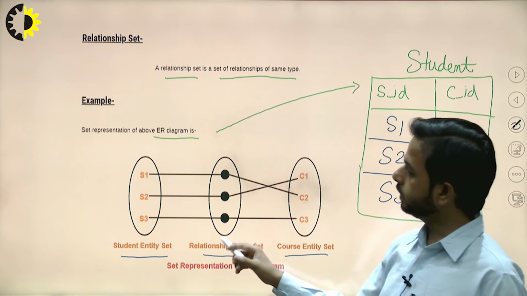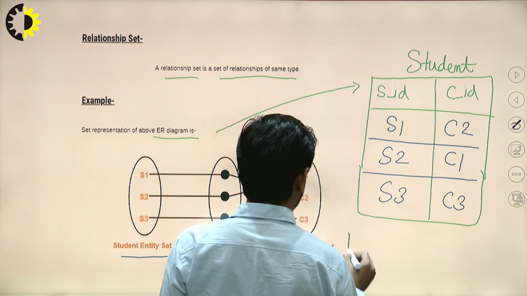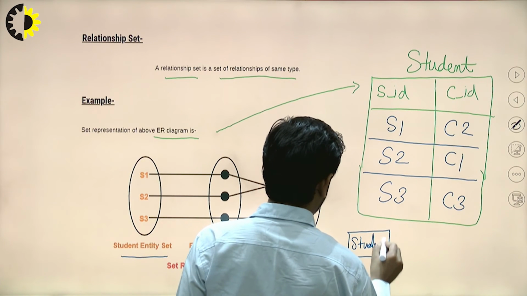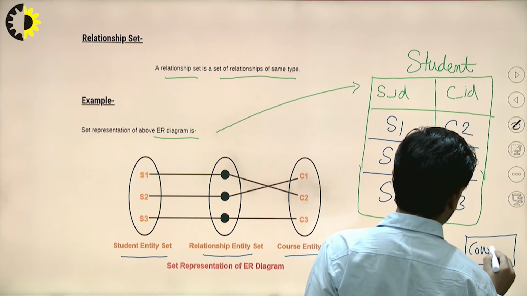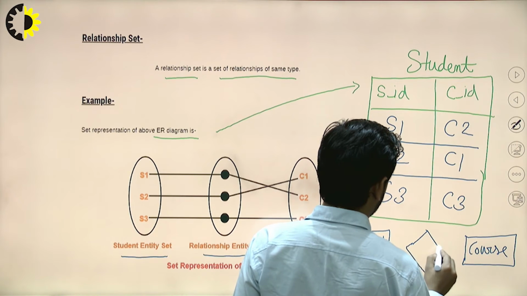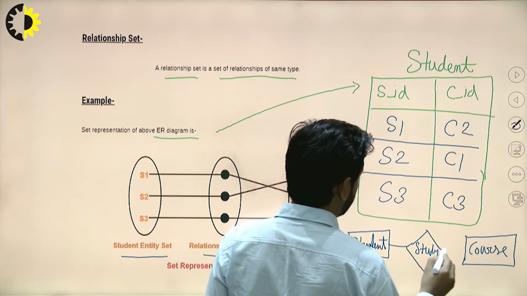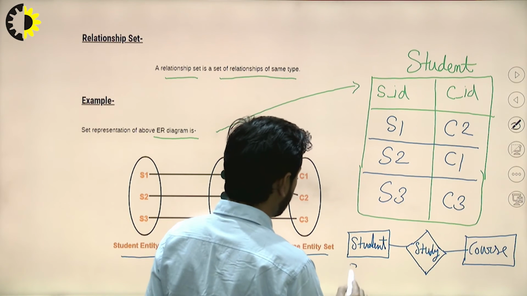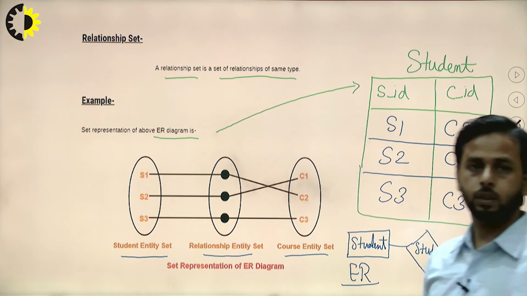If we draw the ER diagram for this one, it can be something like this: there is student and there is course, and student studies some course. This is the relationship, that a student studies some course. This is the ER diagram for the given relationship set.